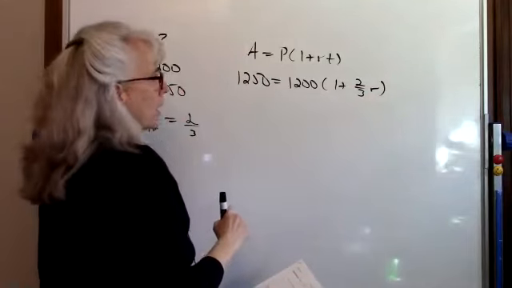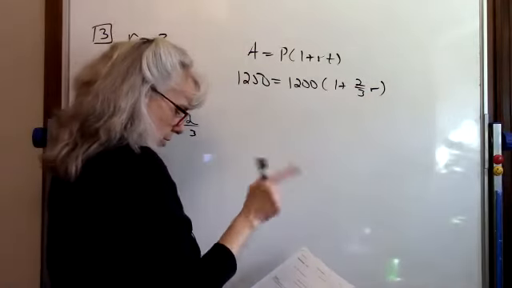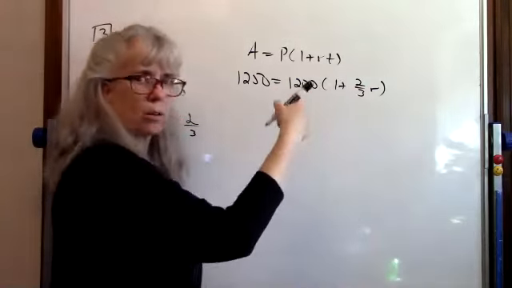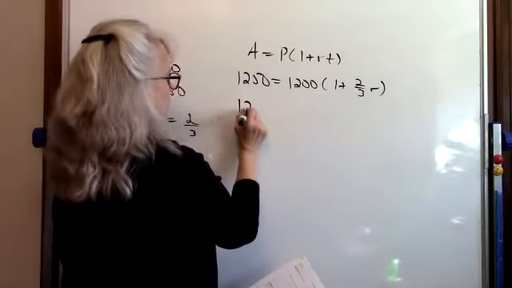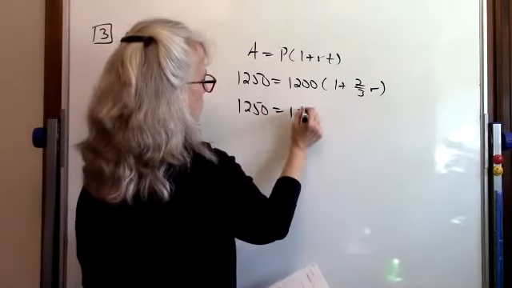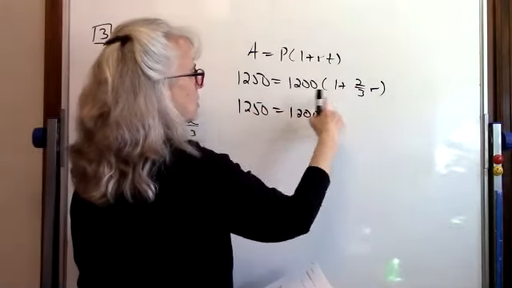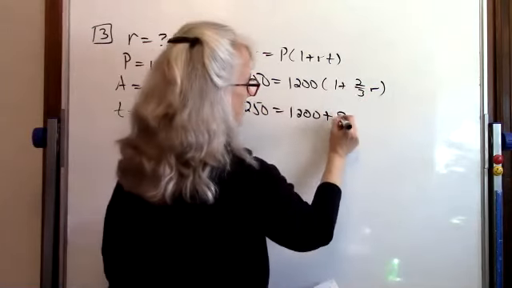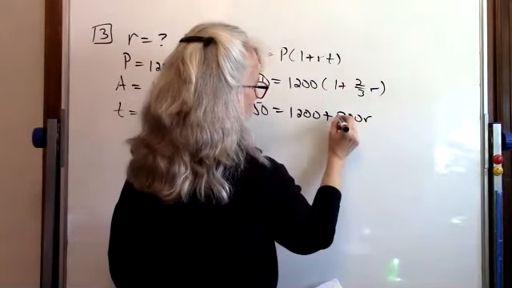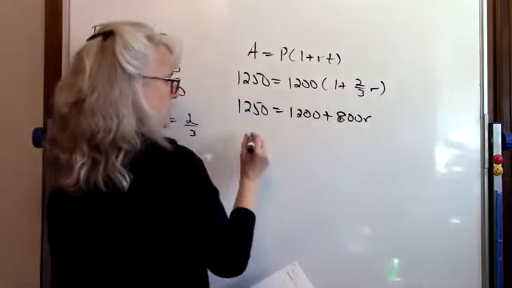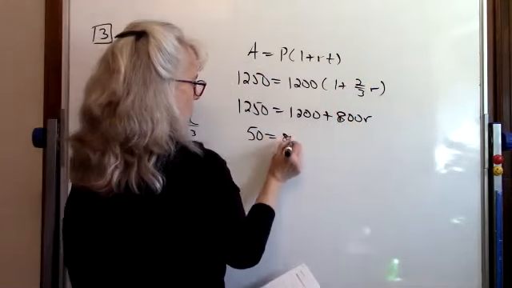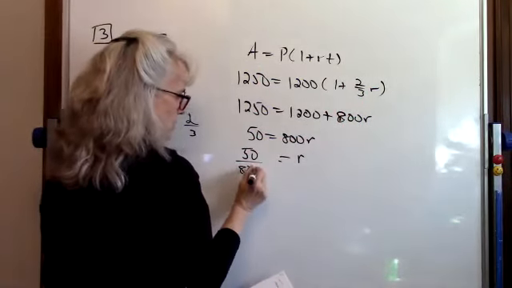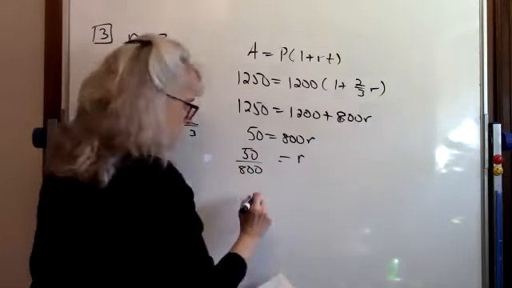Now we're into our algebra. You can do this a couple of different ways. You can distribute in, or you can choose to divide it out. I'm going to distribute it in just because it's cleaner on the board. So we'll have 1,250 equals 1,200 times 1, plus 2/3 of R. Well, 3 goes into 1,200 400 times, and 2 times 400 is 800. So we get 800 R. Then we'll subtract this over, so 50 is equal to 800 R. And R is whatever 50 divided by 800 comes out to be, which is 0.0625.